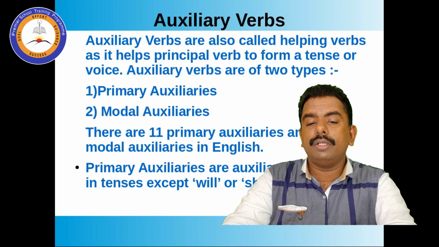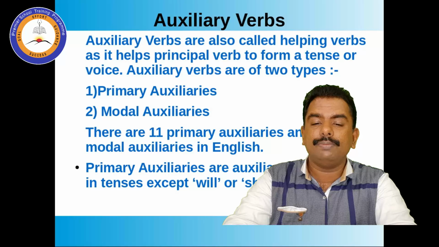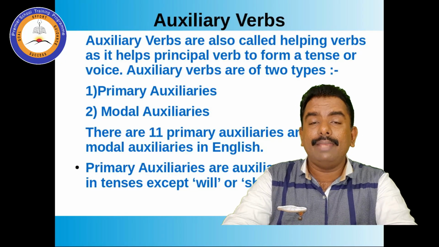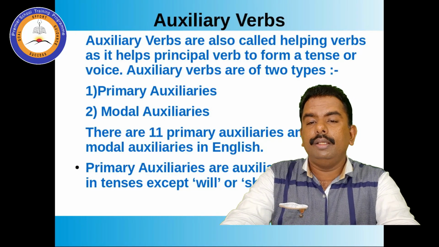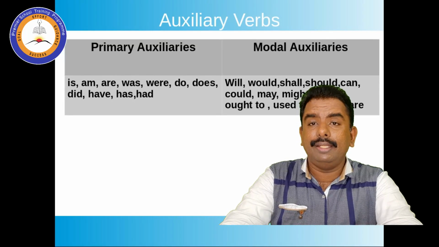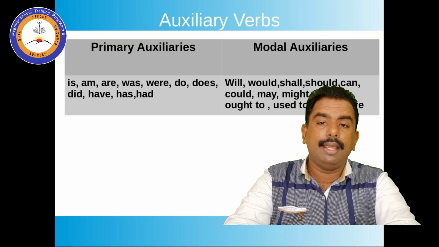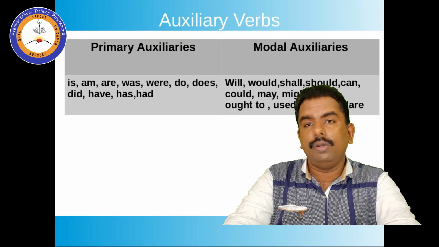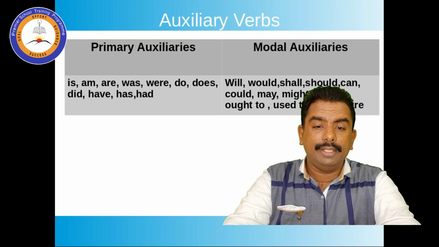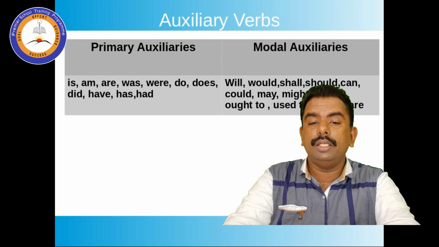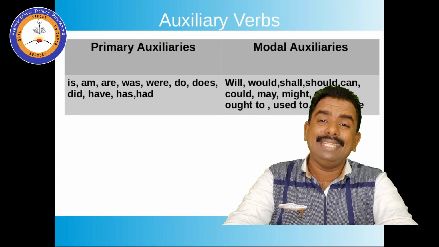Primary auxiliaries are auxiliary verbs used in tenses except will or shall. Here is a table in front of you. You can identify it. Primary auxiliaries are is, am, are, was, were, do, does, did, have, has, had. These are the primary auxiliaries. Then modal auxiliaries are will, shall, should, can, could, may, might, must, ought to, used to, need, and dare.